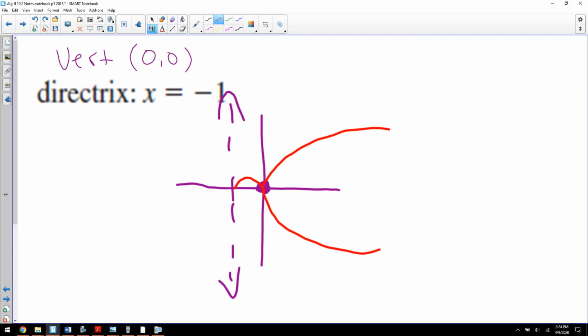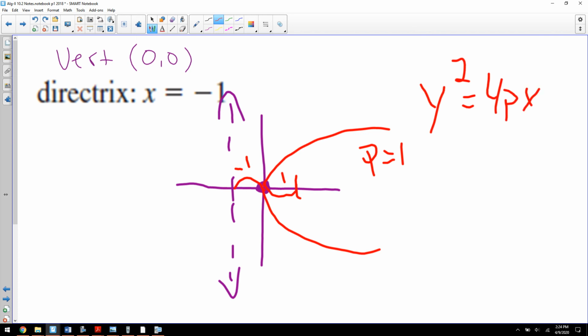And this distance here was negative 1, which means this distance here has to be positive 1, so your p-value is positive 1. Again, since it moved to the right. So y squared equals 4px. Well, p is 1, so your answer is y squared equals 4x.